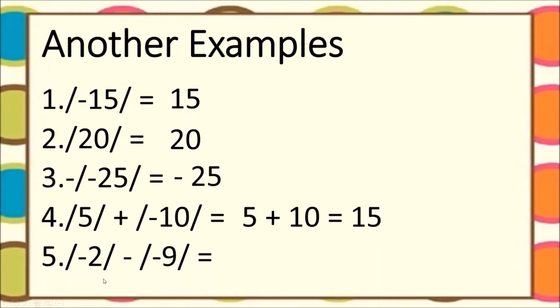Number 5, absolute value of negative 12 minus absolute value of negative 9. So ang absolute value of negative 2 is 2. At ang absolute value ng negative 9 ay 9. Kaya 2 minus 9 is equal to negative 7. So I hope maliwanag po sa bawat isa ang tinatawag na absolute value at paano siya isimplify using number line at without the number line.